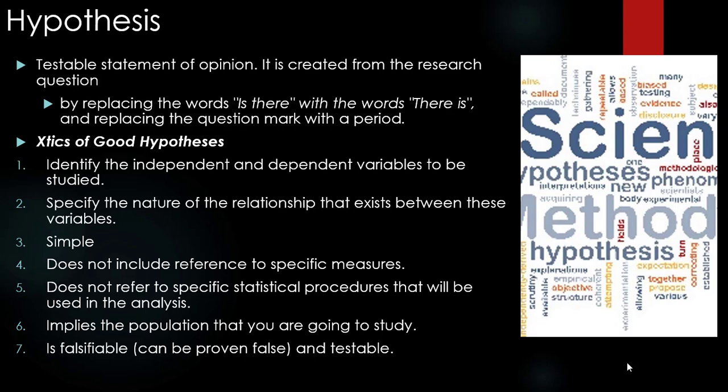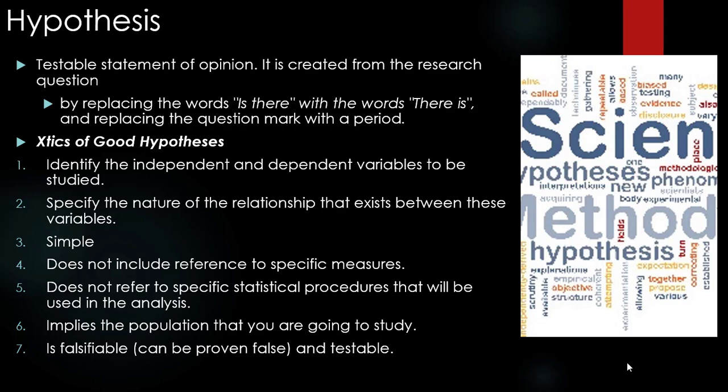You should specify the nature of the relationship that exists between those two. Are you trying to look for association? Are you looking for differences? So in your hypothesis, this must be clear. It must also be simple enough. Remember, if your questions are simple and clear, then your hypothesis should also be simple and clear.